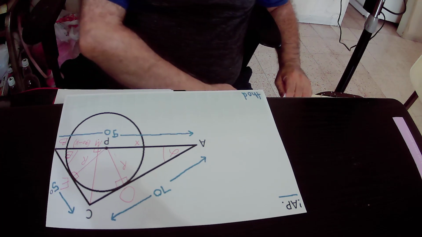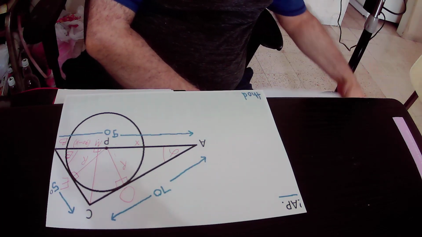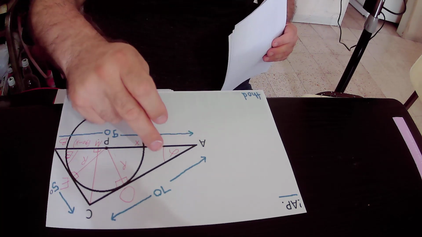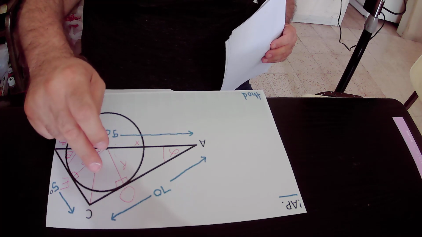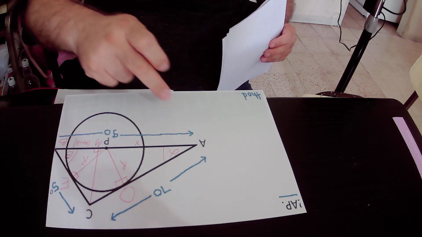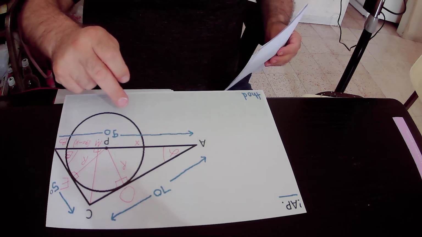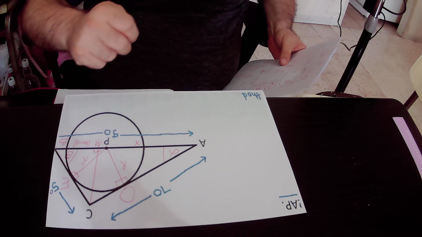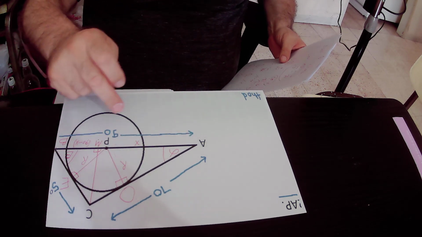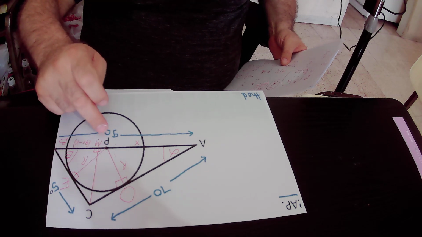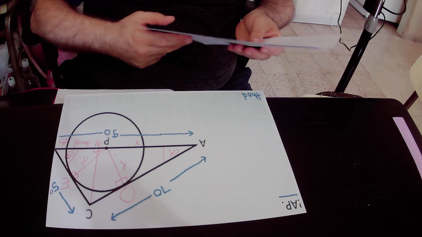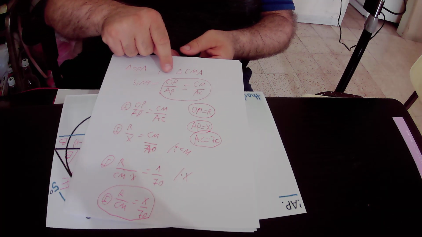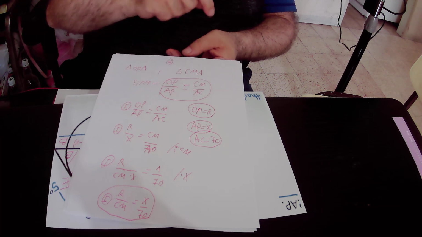Then we focused on triangle AOP and the right triangle ACM. In the right triangle AOP, sine alpha equals OP over AP, while in the right triangle ACM, sine alpha equals CM over AC. So in total we got the equality: sine alpha equals OP over AP, which equals CM over AC.